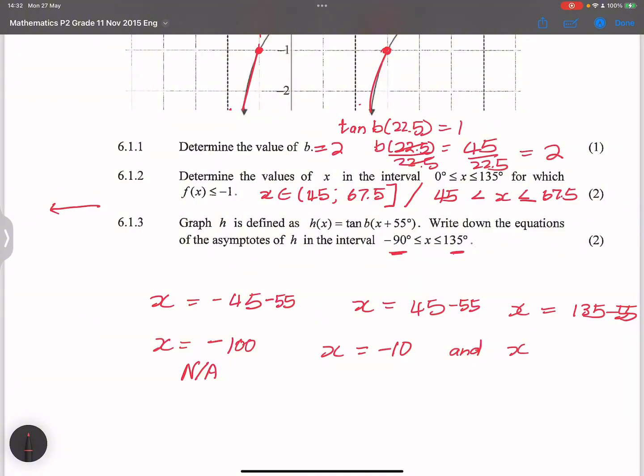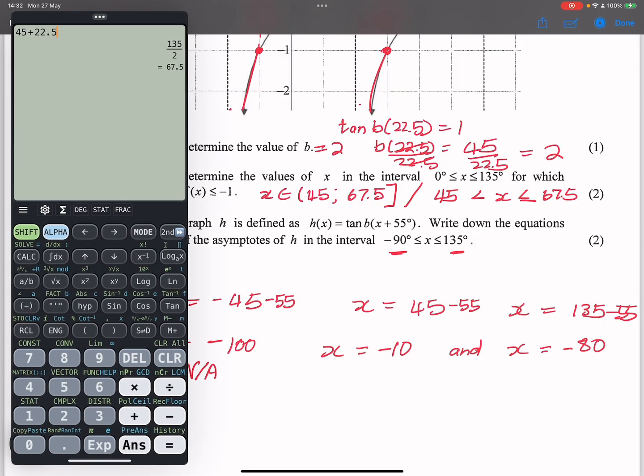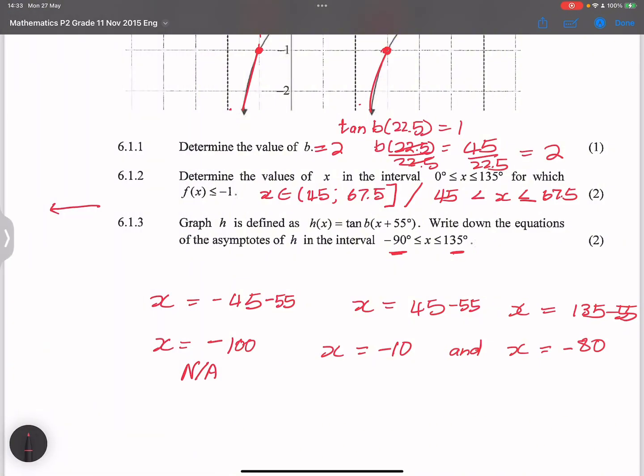So this would be, I think, minus 80, isn't it? Minus 80, right? Please just verify that with me. 135 minus 55, definitely that is 80. Actually, I'm not sure why I said minus 80, but it is 80. So x is equal to 80.